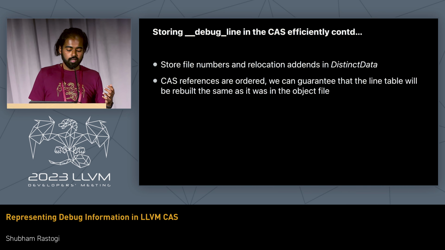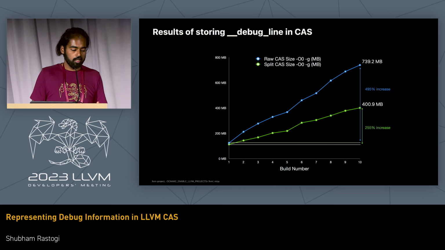So when we plot the results out using the same evaluation methodology as discussed before, we see something like this. And once again, we can see that not only is the size over 10 builds a lot smaller, but the rate of growth of the CAS over 10 builds is smaller as well. And that is what we are mainly after.